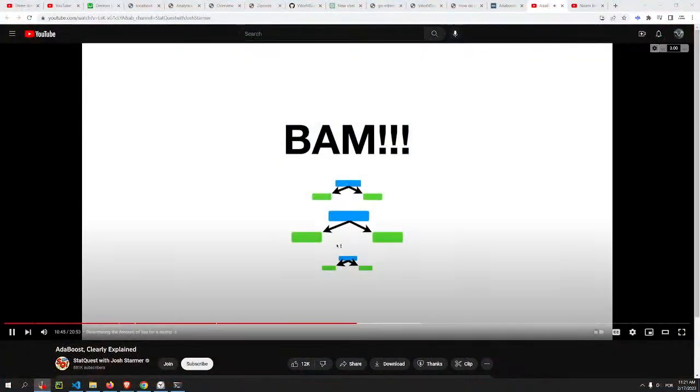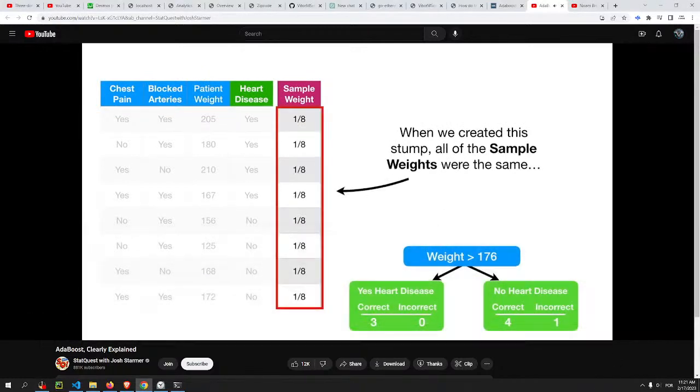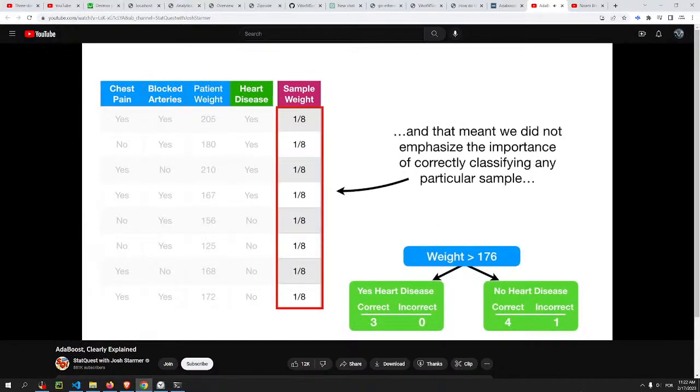Bam! Now we need to learn how to modify the weights so that the next stump will take the errors that the current stump made into account. Let's go back to the first stump that we made. When we created this stump, all of the sample weights were the same. And that meant we did not emphasize the importance of correctly classifying any particular sample.